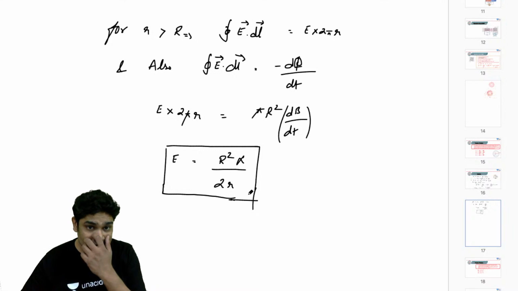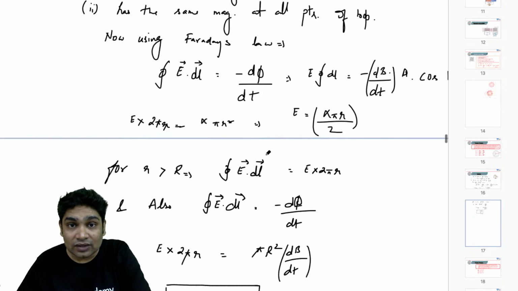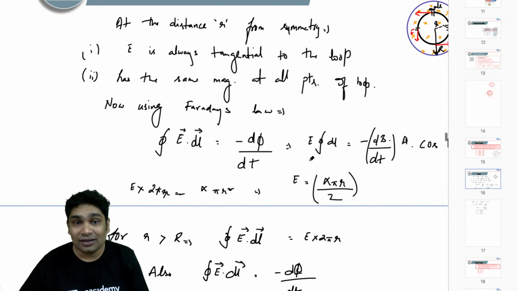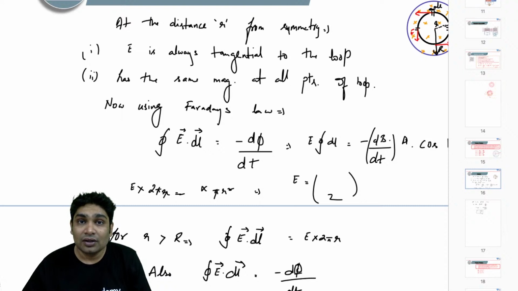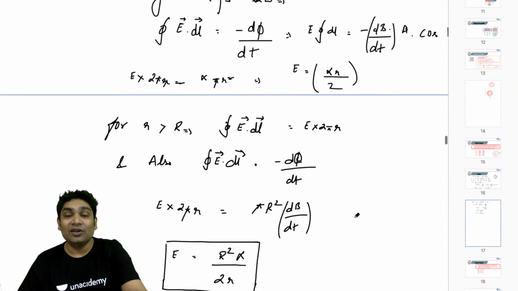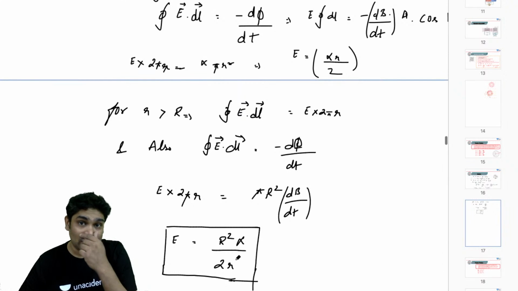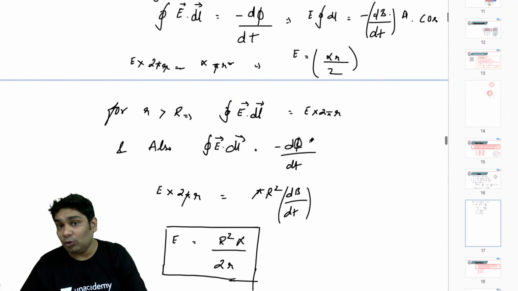Now you will realize in the past one, I did not cancel this pi. So yeah, that pi needs to go. So it will be alpha small r by 2. And here also you will get R square alpha by 2r. So you realize at r equals R, both the formulae converge.